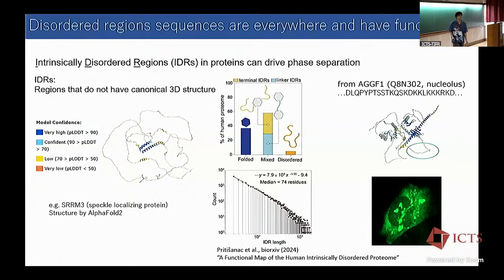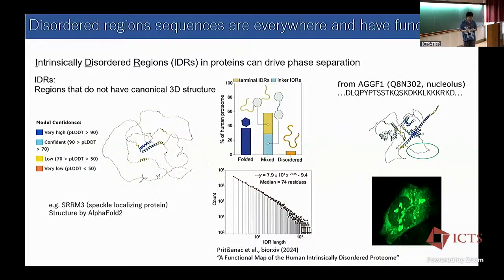If you look across the genome or the proteome inside the human, many of the proteins are indeed folded and don't have these disordered regions, but a majority do have some extent of disordered regions. And a pretty non-negligible amount of them are highly disordered, meaning that maybe 80 or 90% of them are disordered region sequences.